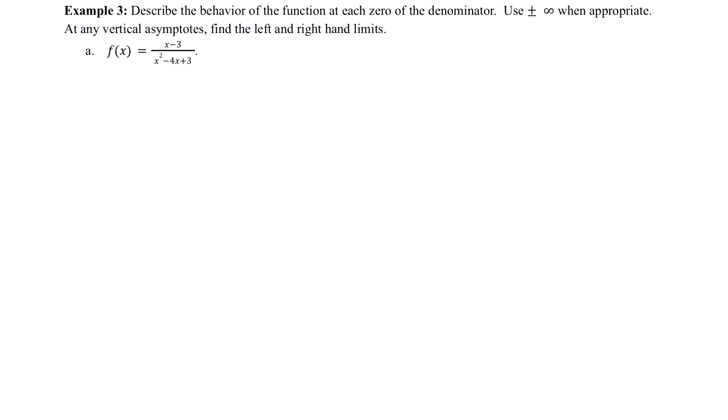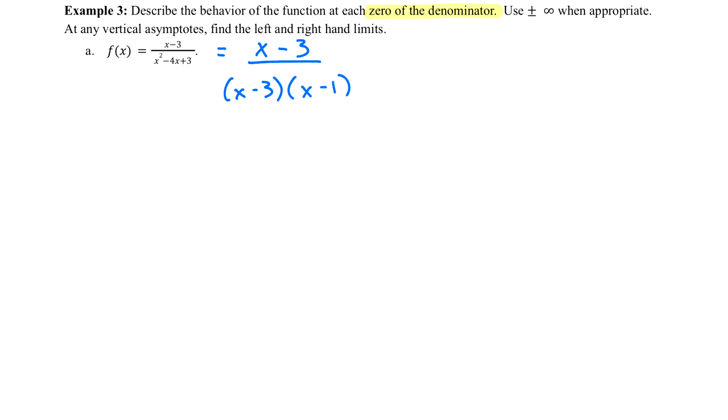So the first thing I need to do before I can do anything else is find the zeros of the denominator. So here my function is f of x equals x minus 3 over x squared minus 4x plus 3. If you can, I definitely want to go ahead and factor that. My numerator I can't do anything with, so we've just got x minus 3. In my denominator, if I think about two numbers that multiply to be 3 and add to be negative 4, that would be negative 3 and negative 1. So we've got x minus 3 over x minus 3 times x minus 1.